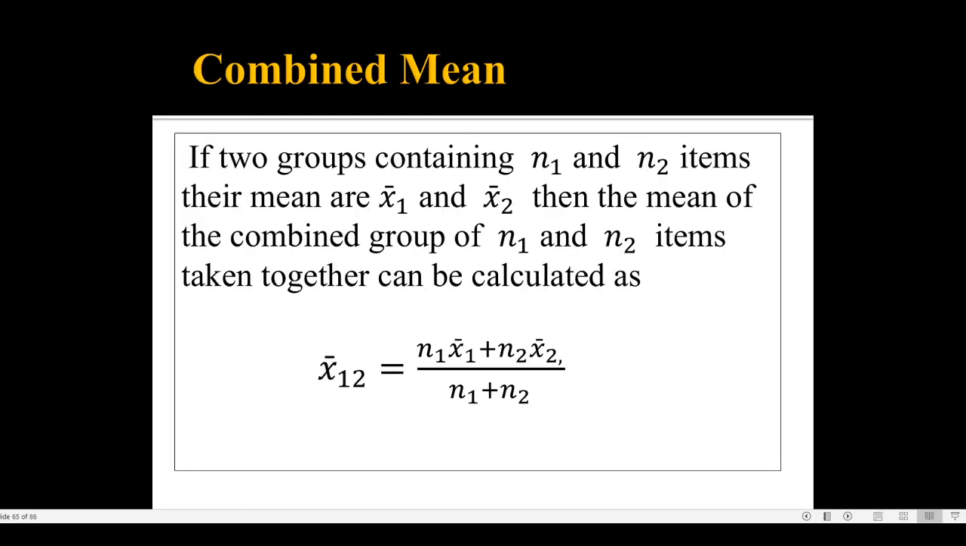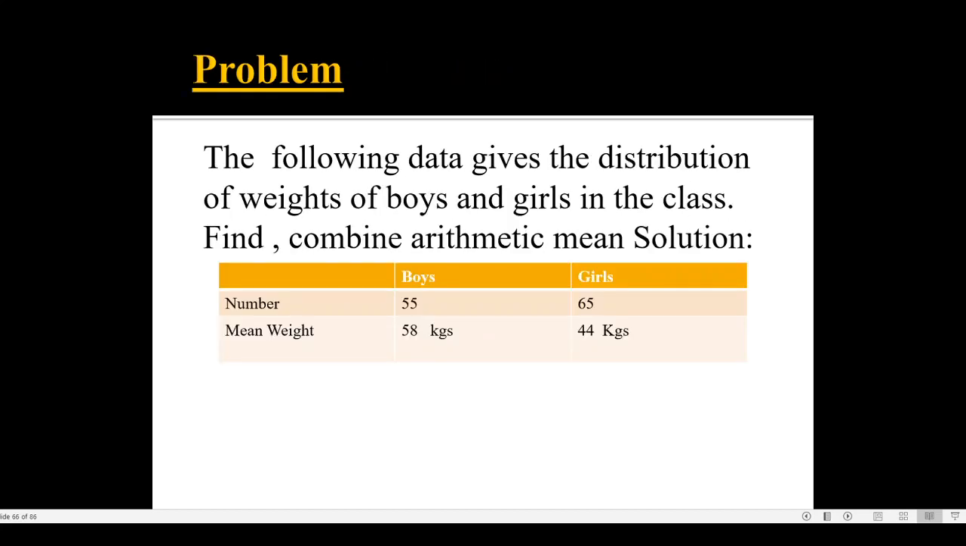Then the formula of combined mean is x12 bar is equal to (n1 x1 bar plus n2 x2 bar) upon (n1 plus n2). Take this problem. For the following data, which gives the distribution of weights of boys and girls in the class, find the combined arithmetic mean. Here the number of boys is 55, we consider n1 for the number of boys. Then the number of girls is 65, we consider n2 for the number of girls.